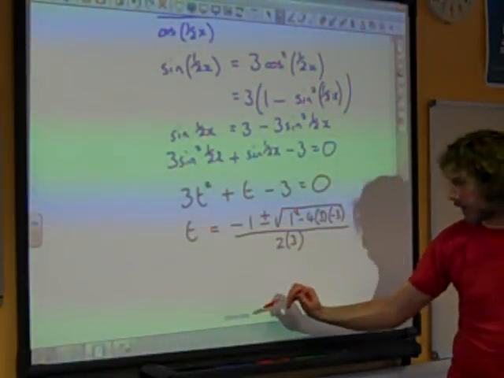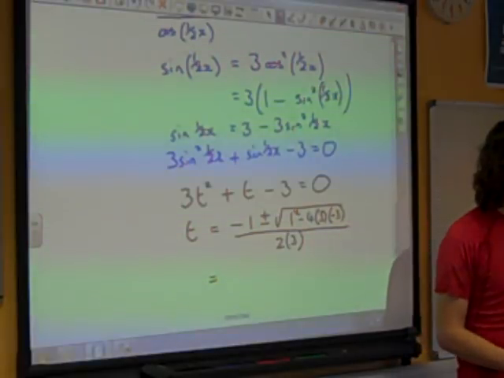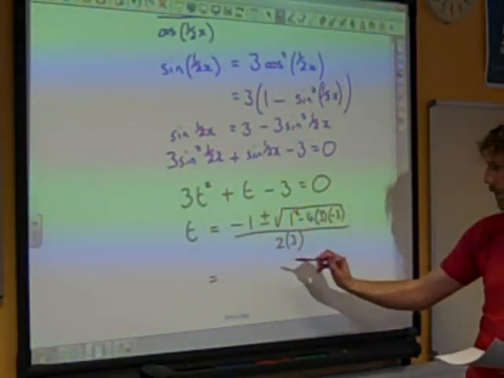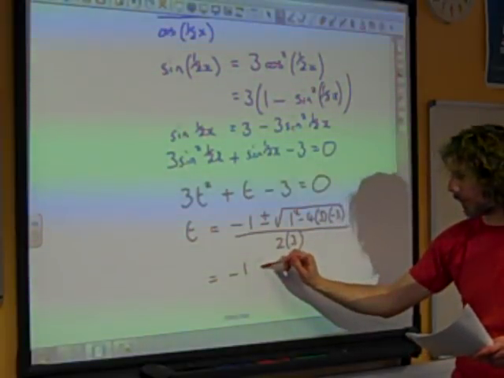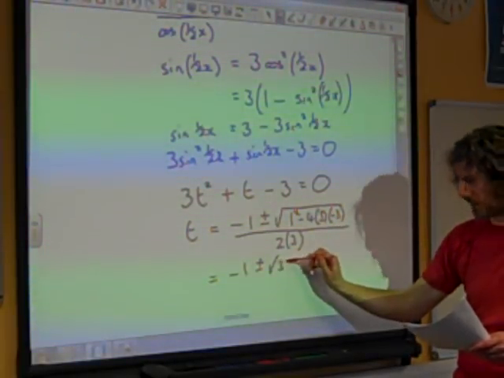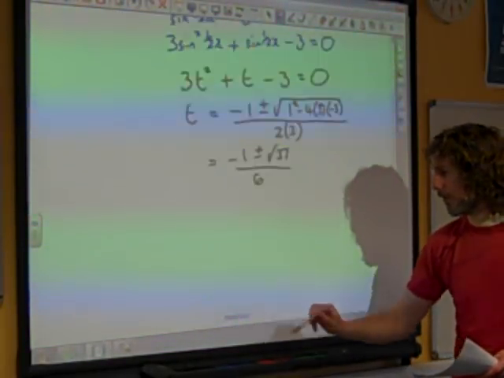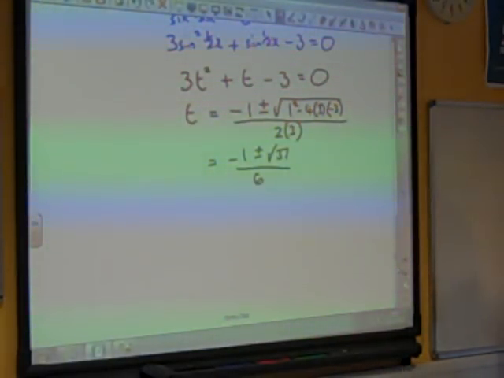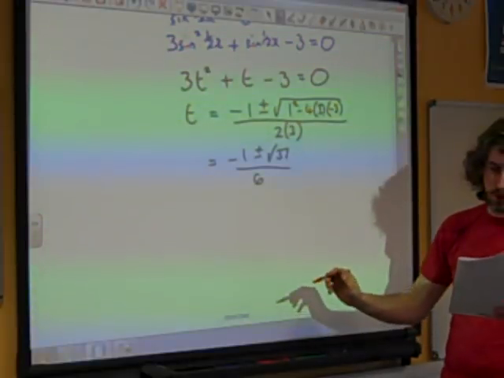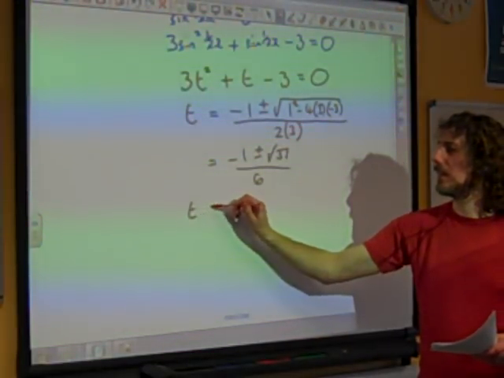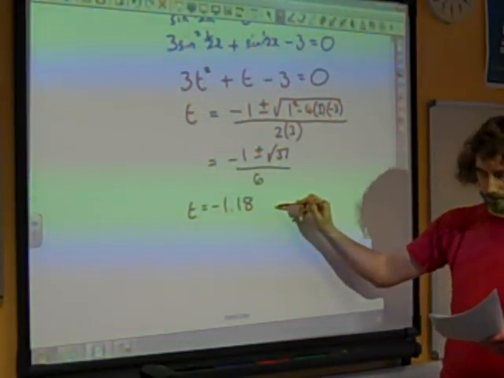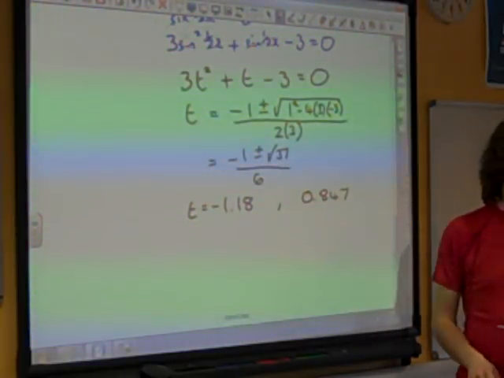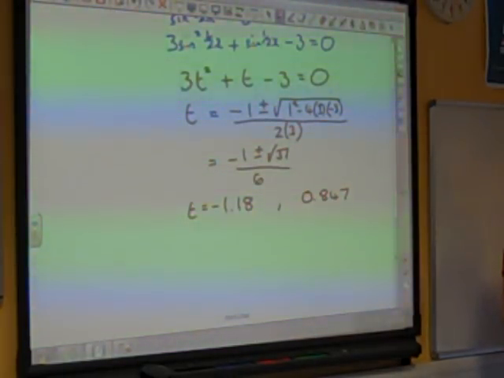Okay, which gives us, well, throw that into the calculator. Actually, it comes out as minus 1 plus or minus the square root of 37, all over 6, which just confirms that it didn't factorise. So we have minus 1.18 and 0.847 as the roots of our quadratic.